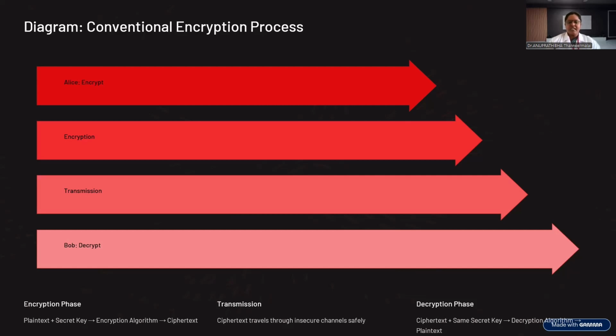In the decryption phase, Bob will decrypt the ciphertext using the same secret key value, and with the decryption algorithm, the final actual message, the plain text, will be obtained from the decryption, and then the exchange process is over.